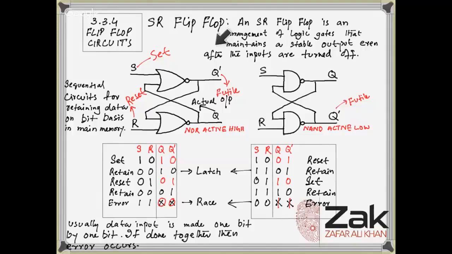So first you need to understand there are two types of circuits. These circuits are called sequential circuits. Sequential circuits for retaining data on bit basis in main memory. What are sequential circuits? Which actually use their output as input.